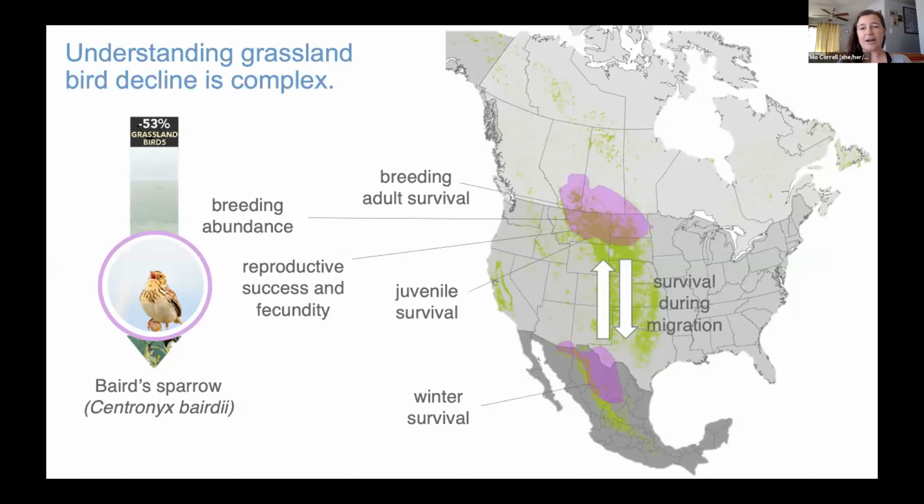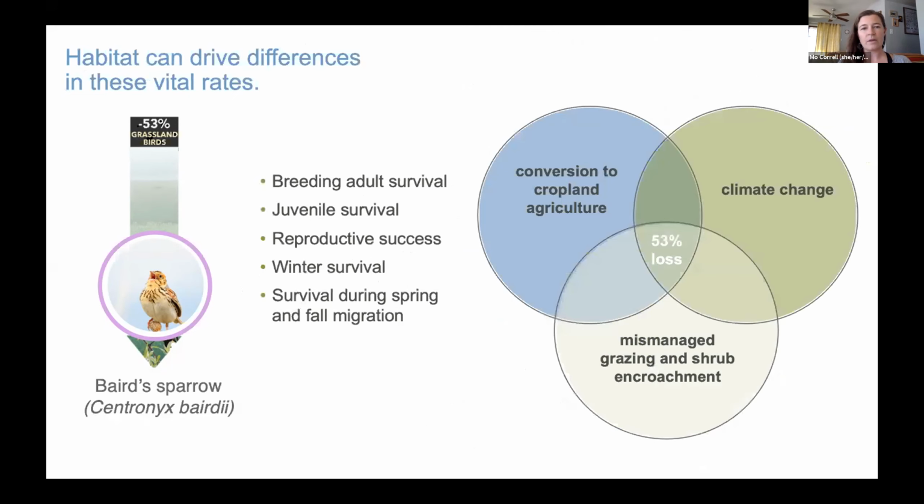And so if we take that lesson that we probably all learned back in undergrad and apply it to this system, this really comes out as breeding abundance being a product of seasonal vital rates that are occurring across the full annual cycle for the Baird sparrow. And unfortunately, to make things more complicated, habitat can drive differences in these seasonal vital rates and sometimes drive them differently, depending on the seasonal vital rate we're talking about. Generally speaking, grassland birds are in decline and driven by conversion of grasslands to cropland agriculture, climate change, and mismanaged grazing and shrub encroachment on those grasslands, specifically on the wintering grounds.